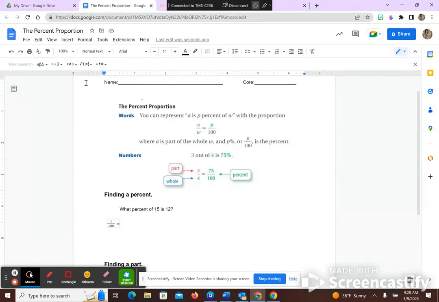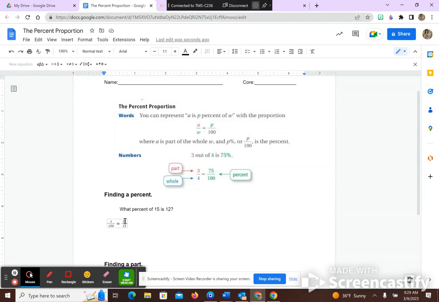The fact that it says of 15 means that the 15 is going to go on the bottom of the second ratio. The 12 goes on top. So again, if I'm trying to figure out what percent of 15 is 12, I'm writing it as 12 out of 15. And because I'm trying to solve it as what percent, that means I want to know what out of 100 is 12 out of 15. So that's how I'm going to set it up.